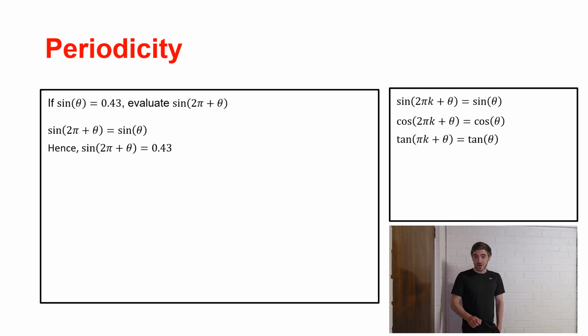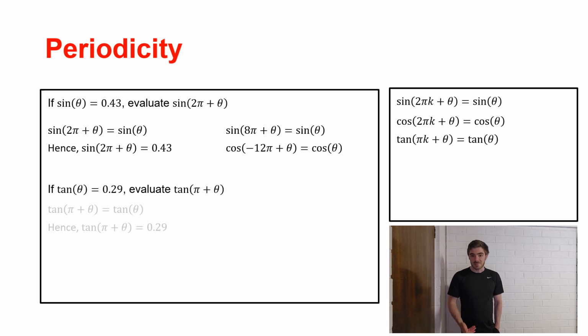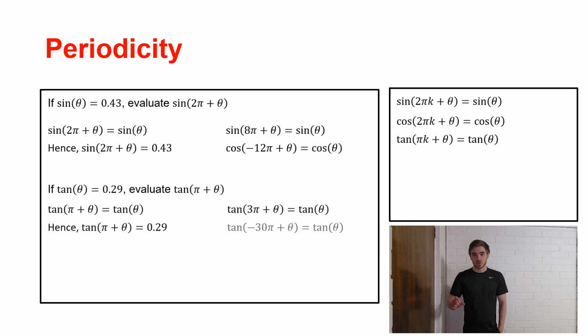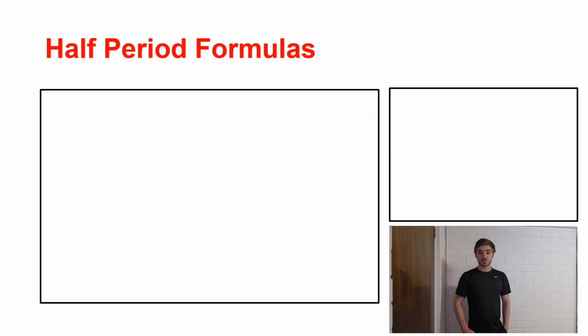This property works for any positive or negative even number of pi when it comes to sine or cos. For tan, it doesn't have to be even anymore. It could be any integer value of pi. Now that we've looked at the full period formulas, let's look at what happens when we only go halfway.